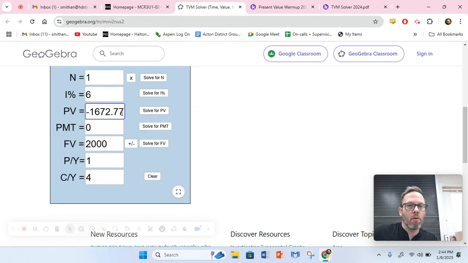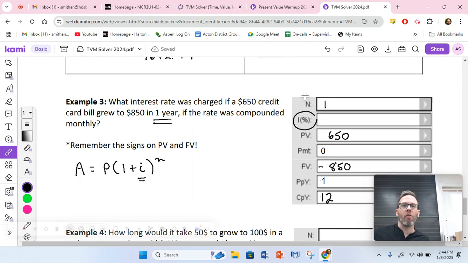One, 650, 850 negative, and it's monthly. Solve for I. Boom. 27.13. 27.13. All right. So for me, circle what you're solving for. Show me what you're punching in. We'll pop in our 27.13.